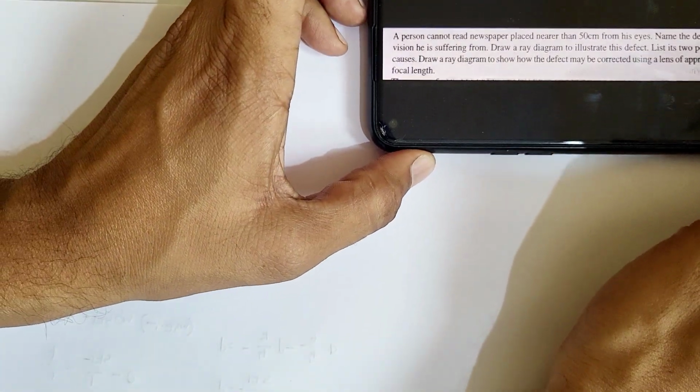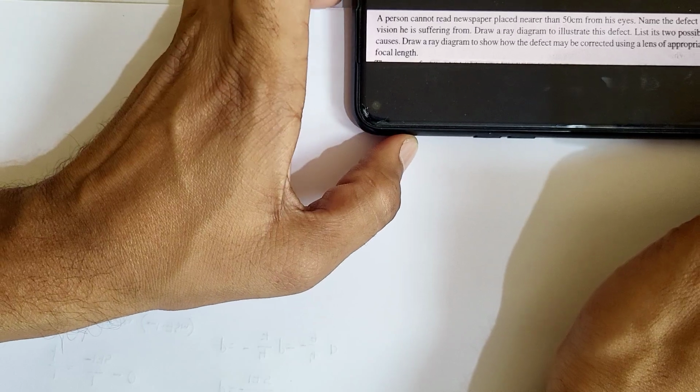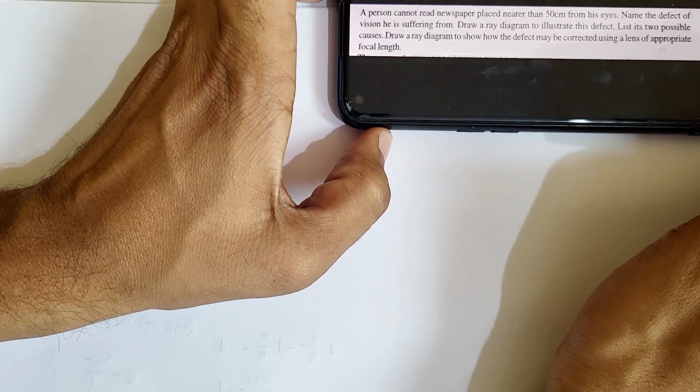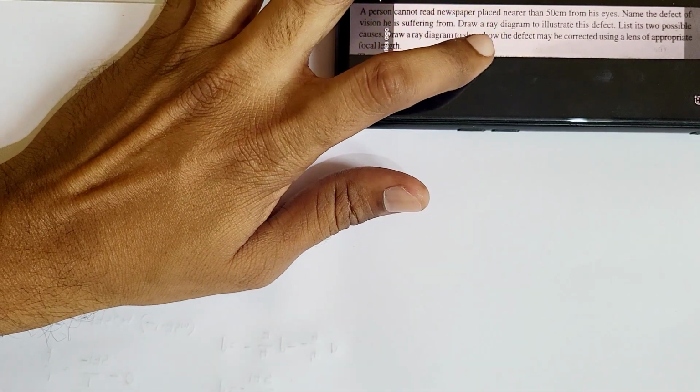A person cannot read newspaper placed nearer than 50 centimeters from his eyes. Nearer than 50 centimeters he is unable to read. A person cannot read a newspaper placed nearer than 50 centimeters from his eyes. Name the defect of the vision. See, look at the diagrams. Remember the diagrams neatly.